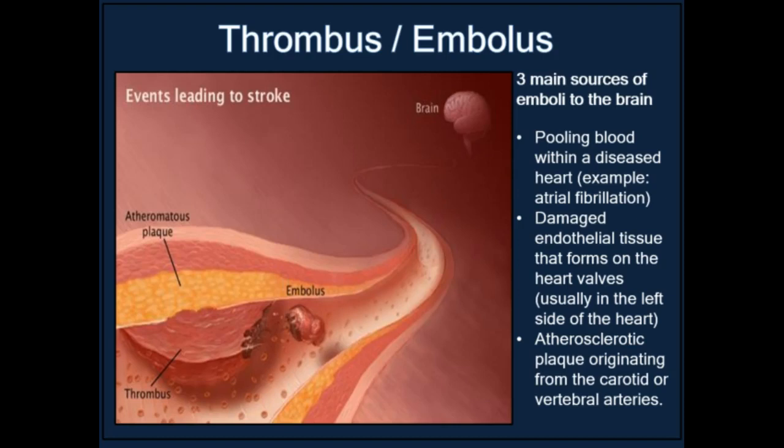An embolus that lodges within the arteries of the brain is what causes a stroke. We discussed in the last unit that this most often occurs in arterial bifurcations surrounding the circle of Willis. There are three main sources of emboli to the brain: pooling of blood within a diseased heart, an example of this is atrial fibrillation; damaged endothelial tissue that forms on the heart valves, and this usually occurs on the left side of the heart; and an atherosclerotic plaque originating from the carotid or vertebral arteries.